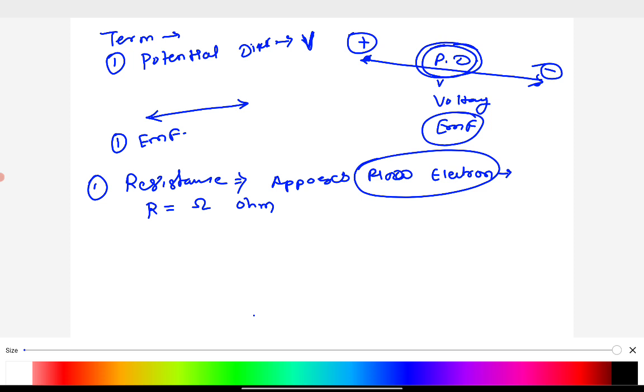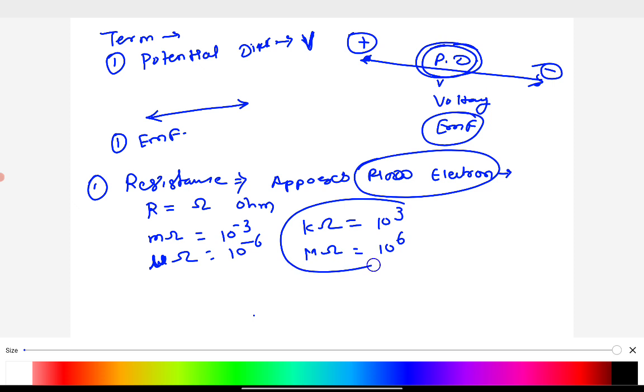There are some other units also. Milliohm is 10^-3, micro ohm is 10^-6, kilo ohm is 10^3, and mega ohm is 10^6.